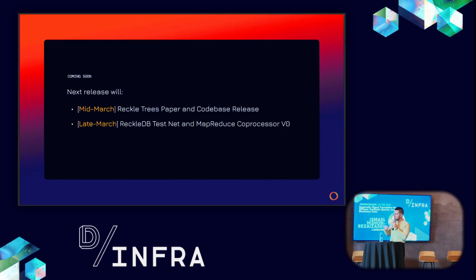For those of you who want to read the paper or dig into the code, we'll be releasing the Reckle Tree paper and the Reckle Tree code base in mid-March. And in late March, we'll be releasing the ReckleDB testnet and the first version of our MapReduce coprocessor. This will allow you to define, on-chain, the series of storage slots you want to be computed into this database, and then have that continually computed for your contracts so you can query it on demand. Awesome. So any questions?